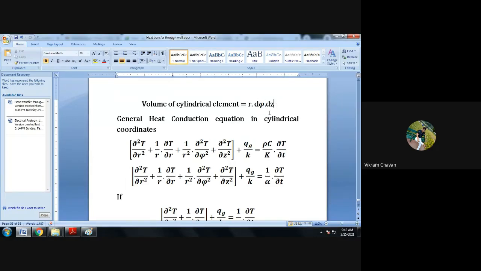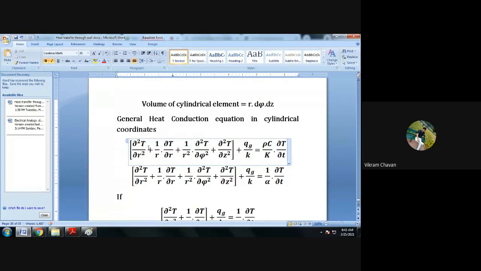Now here we don't have any derivation in our syllabus, so we will directly discuss the general heat conduction equation in cylindrical coordinates. Here only the coordinates will change, and we keep the remaining part as it is. So we have to discuss how the coordinates change in heat conduction through a cylindrical system. We know that there are three coordinates: r, phi, and z.